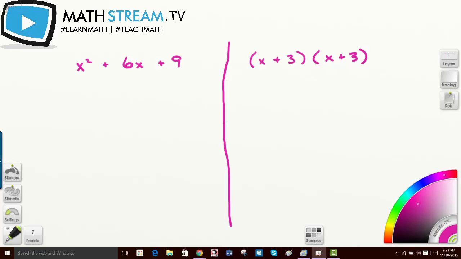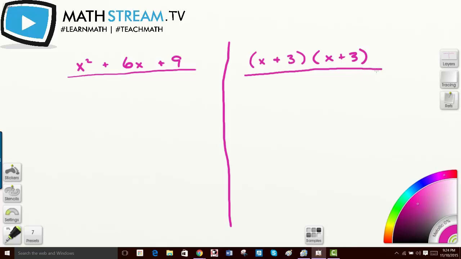So we're taking a little break from equations and solving equations so that we can examine quadratics a little bit more closely. And specifically, I want us to figure out if there's anything in common between the expression here on the left and the expression on the right.